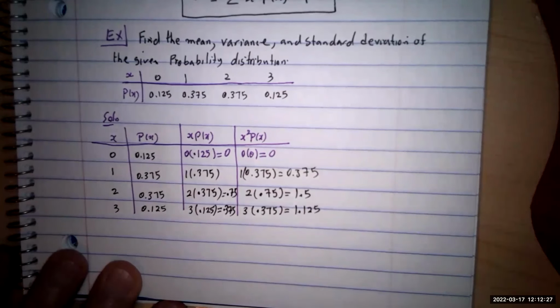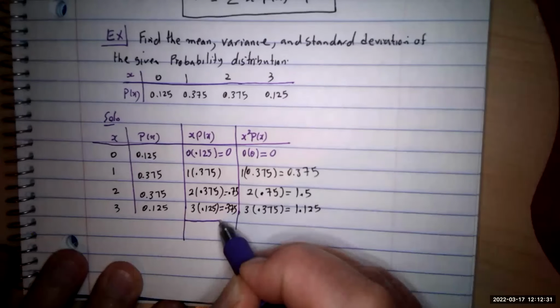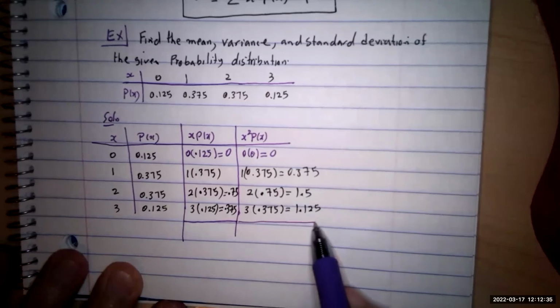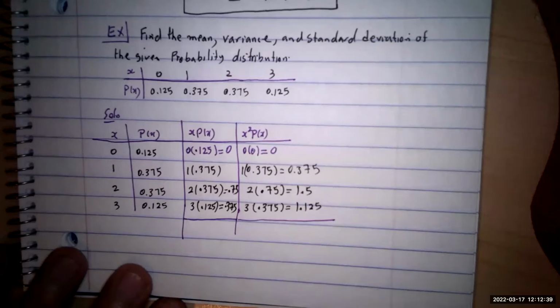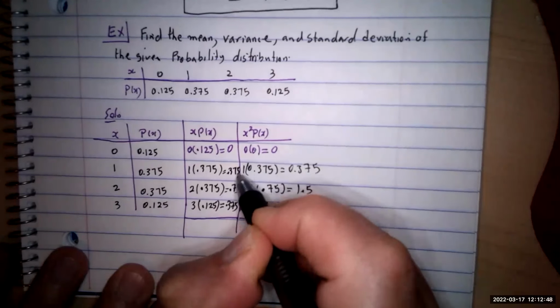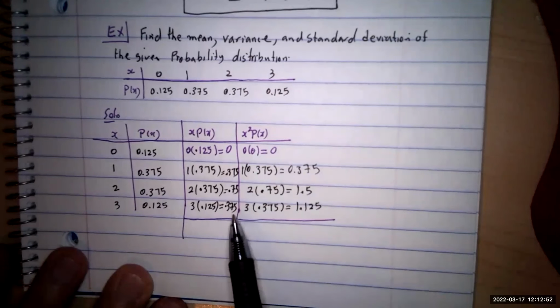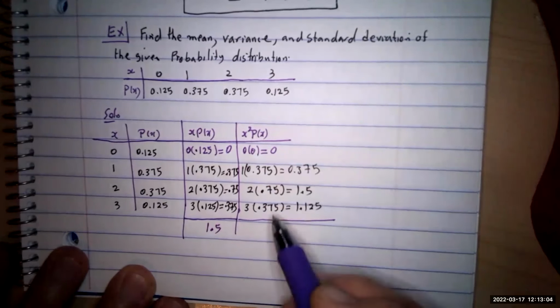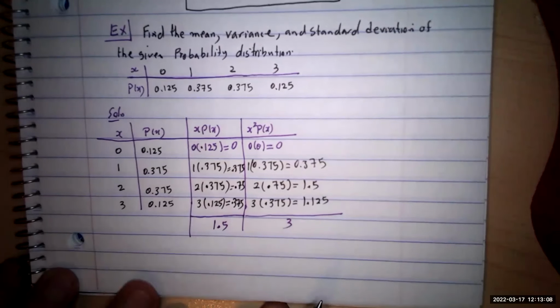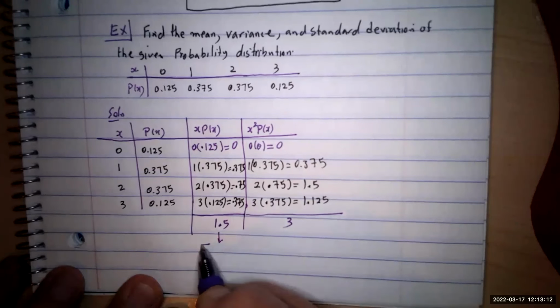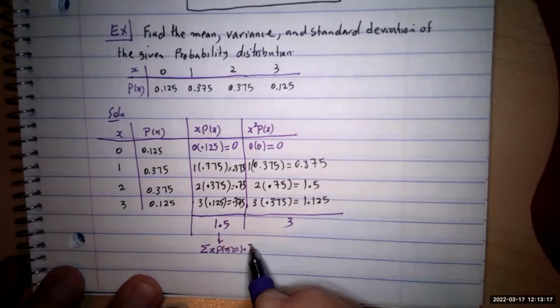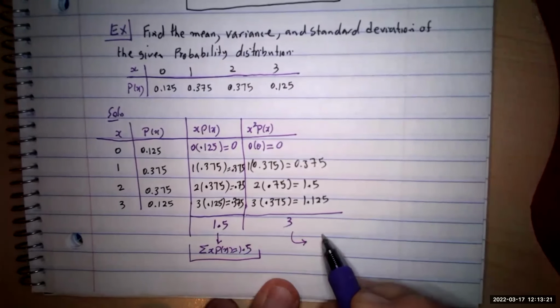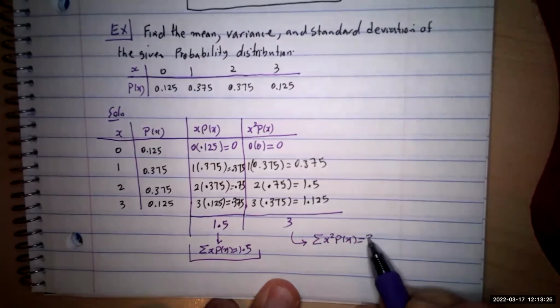Now the only thing you have to do is find the addition of this column. That gives you the mean. And you have to add these numbers to get the x squared p of x for the standard deviation. So we get 0.375, 0.75, 0.375. If you add them together, you must get 1.5. And over here, if you add these numbers together, you must get 3. So basically this is your sigma x p of x, which is 1.5, and this is sigma x squared p of x, which is equal to 3.